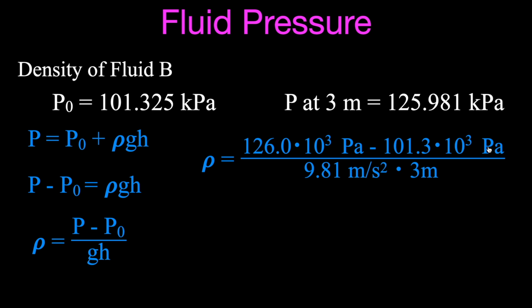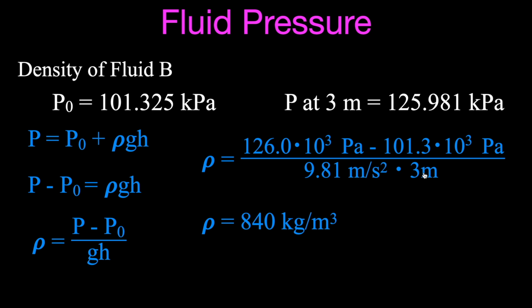times 101.3 times 10 to the 3 pascals. And then we're dividing by the acceleration, and then times the depth. And the depth is 3 meters, and you come up with the density of that fluid B as 840 kilograms per meter cubed. Okay, so that's how you can find the density of the liquid using Pascal's principle.